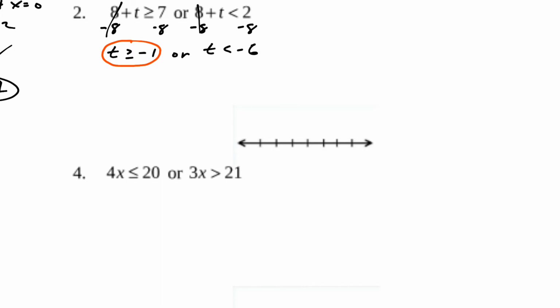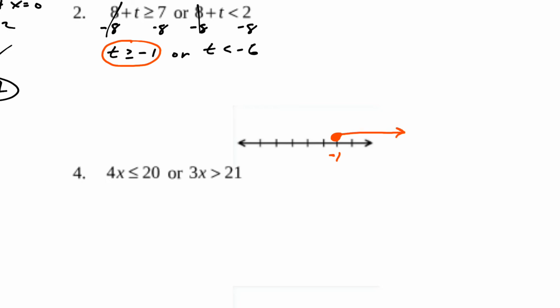And I'm going to put -1 on my number line. And I do have the equal to bar this time, so I have to make the solid circle. And I need to be greater than or equal to -1, so I am going to shade to the right.